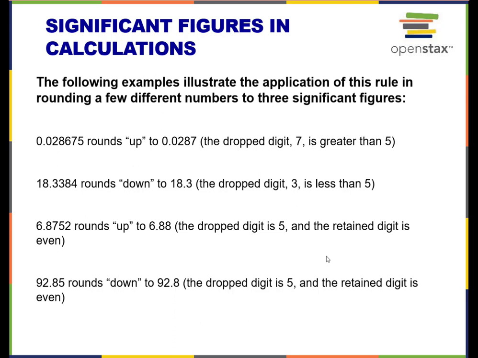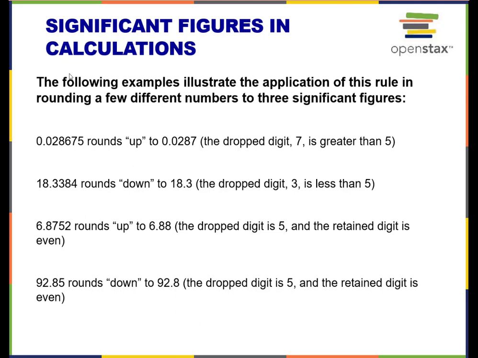Okay, so here's some examples of this. If I'm allowed to keep 3 significant figures, then my number here, remember these first two zeros are not significant, so I have 5 significant figures here. So in this case, if I'm allowed to keep 3, I'm allowed to keep 2, 8, 6.